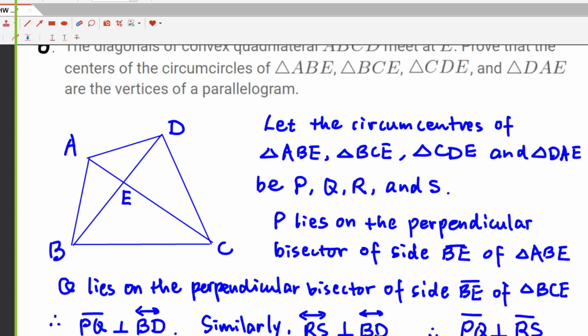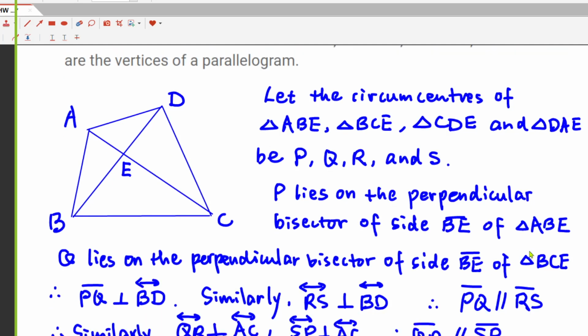And similarly, you can use the same method. We have QR is perpendicular to AC, and SP is also perpendicular to AC. And therefore we know QR must be parallel to, sorry, there's a typo here, this should be parallel. And we know QR must be parallel to SP, right? So then we know two pairs of the opposite sides are parallel with each other. Therefore, we know the quadrilateral PQRS is a parallelogram, right?